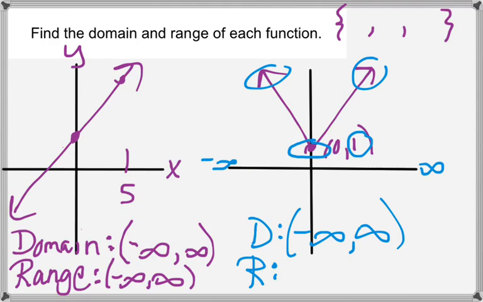So to symbolize that, 1 is going to be at the left end of our interval. And since we do have a point on the graph with a y value of 1, that number 1 is part of the range.